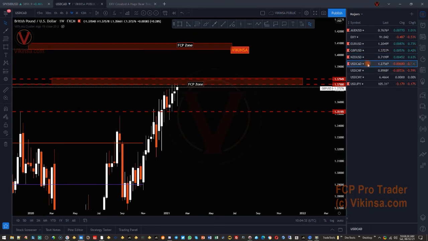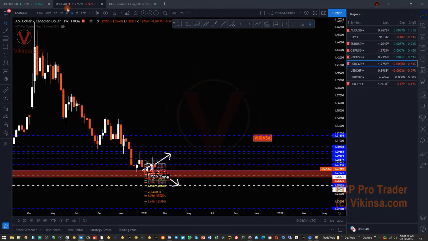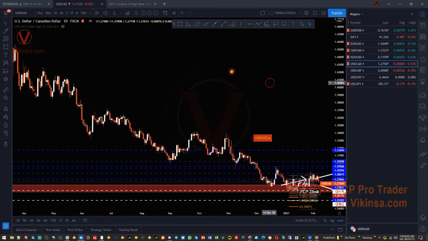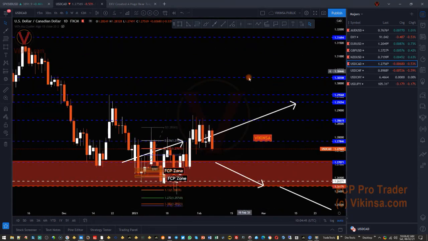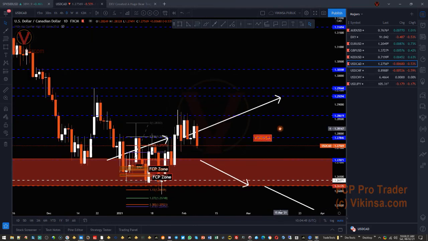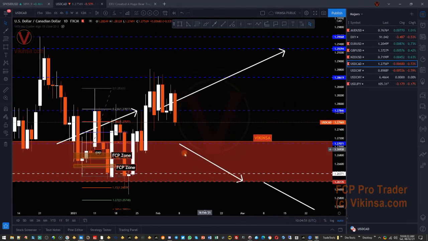Let's look at USDCAD. On USDCAD, let me go to the daily time frame and reset this. USDCAD has been giving some strength to DXY, but it has been very complicated. From the FCP zone it started to move up, then got stuck at these levels. So these levels are still valid, and the market can come back down into this FCP zone. If it does, then I'm looking for a buy.